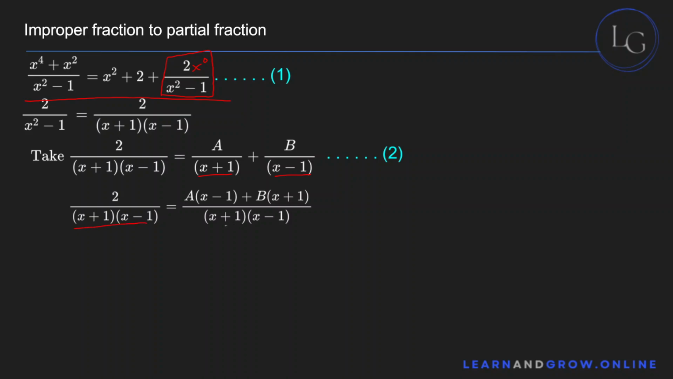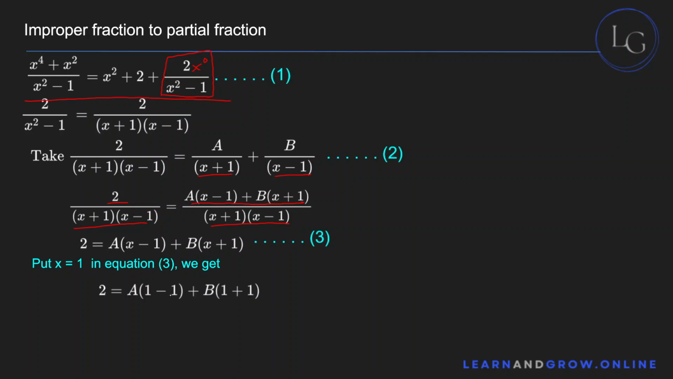The denominators are equal, so we need to make the numerators equal now. So 2 is equal to a into x minus 1 plus b into x plus 1. Now, obviously, as we've done before, we need to eliminate either of the a and b terms first. So let's say we'll eliminate this a term first. To do that, you need to put x is equal to 1. So a will be multiplied with 1 minus 1, which is equal to 0, and hence the a term will be eliminated, it will become 0.